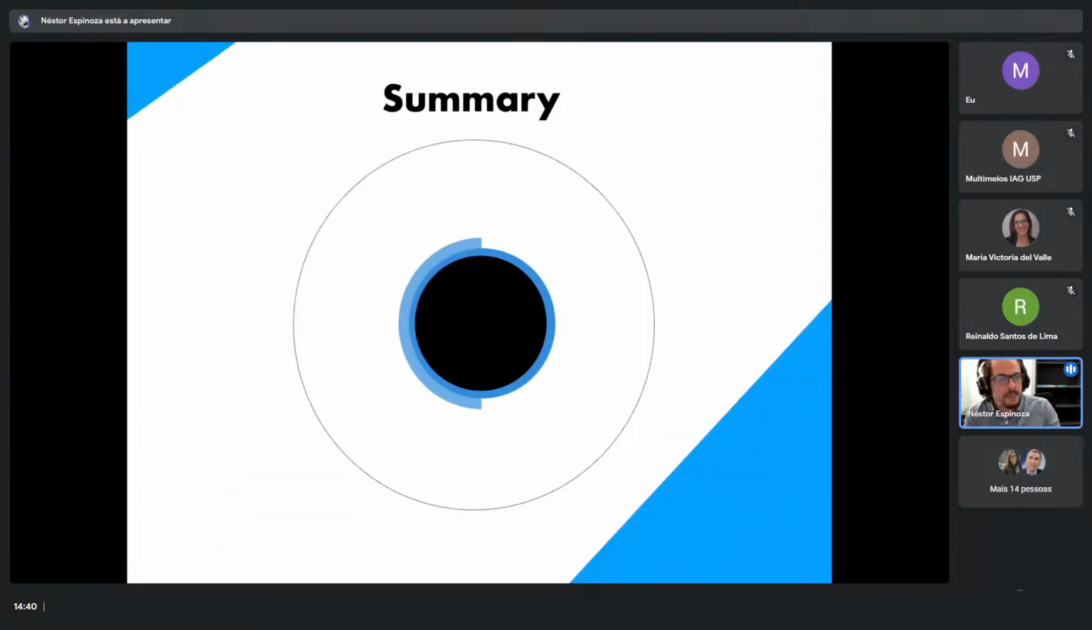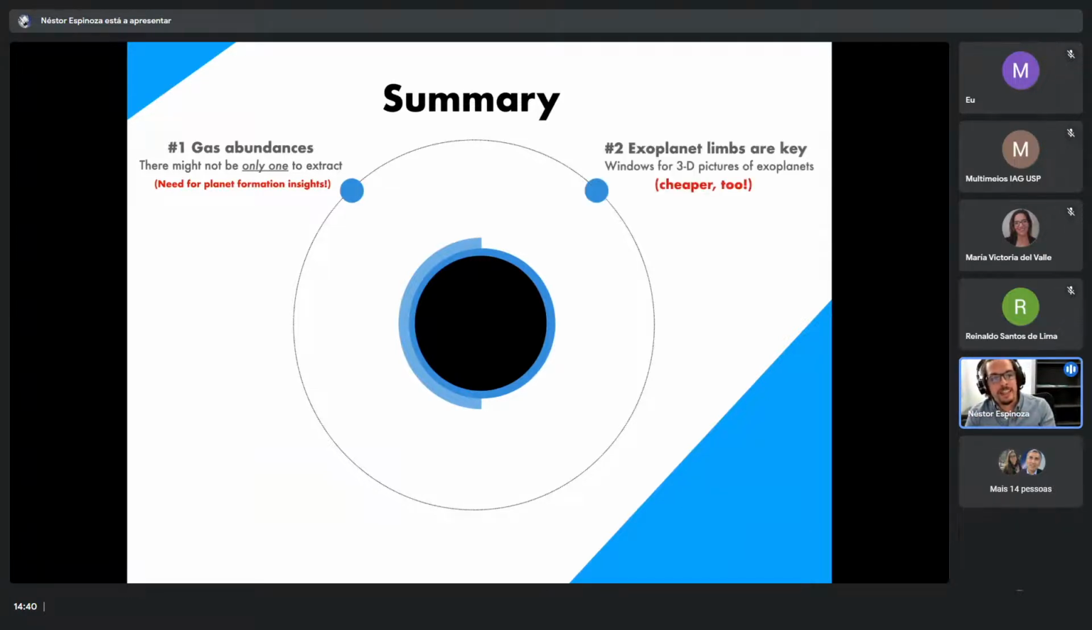So, as a summary, the first point is that there might not be only one gas abundance to extract from transiting exoplanets. Of course, it's an insight that has been brought by several authors, but to my mind, the most stunning one was when Christiane Helling said this in front of an audience. And we need this for planet formation insights. Exoplanet limbs might be key. They're very nice windows for 3D pictures of exoplanets, and they're also cheaper.